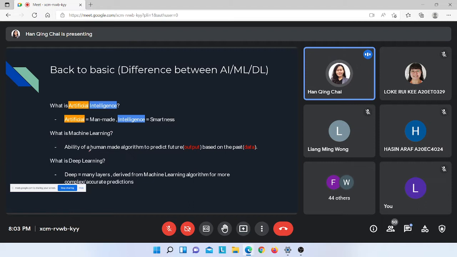So what is deep learning? It's also a subset of machine learning, and we'll go more into that later. In definition, deep here means a lot of layers, and the layers here mean the neural networks that we discussed before. It's derived from machine learning, a part of it for more complex and more accurate predictions.